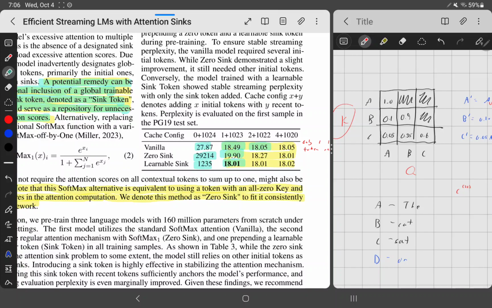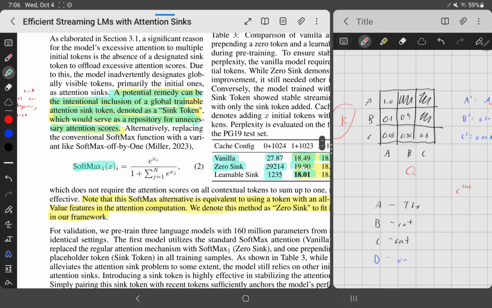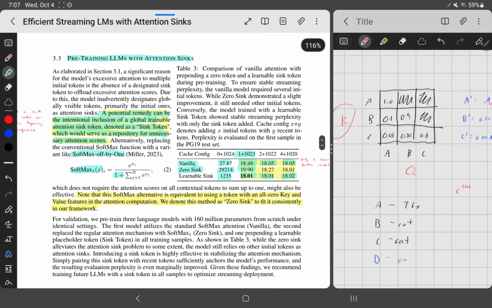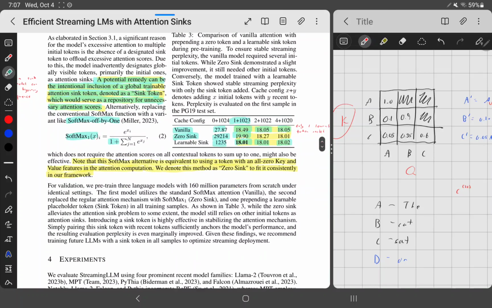So you have your vanilla one, you have your zero sink, and you have your learnable sink. Zero sink, they say, is if you've read the paper Softmax Off by One, then you know that you just add one to the denominator. And the learnable is like a learnable version of that. It does better, as you can see here. And all you need is one token, one learnable token. So you can fix the problem just by adding one token to the beginning, and it doesn't have this issue anymore because it has this token it can throw information at.